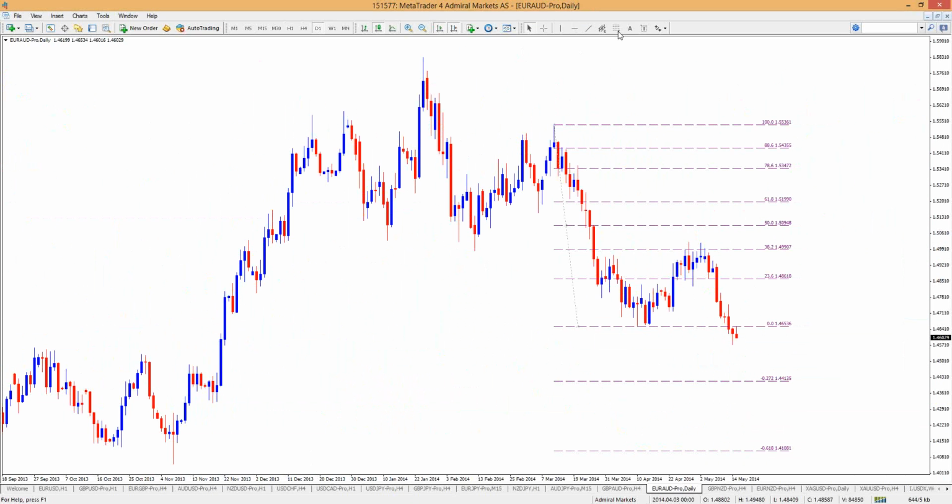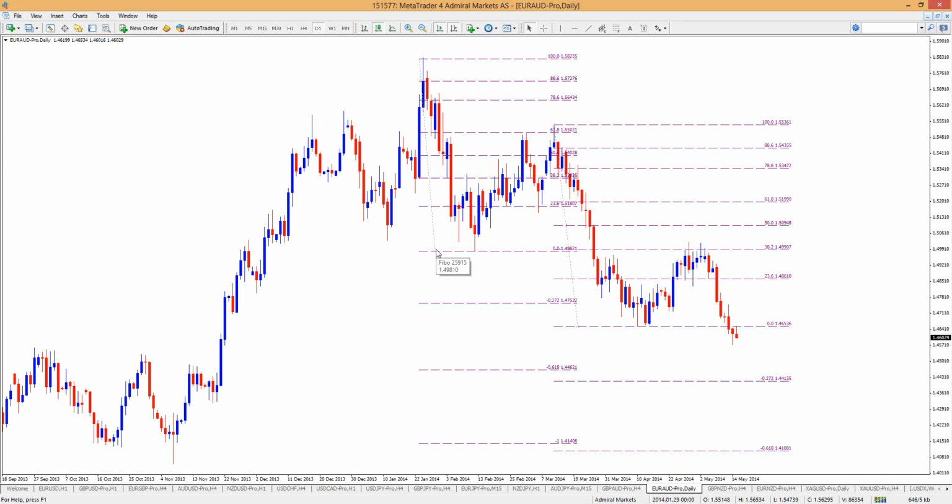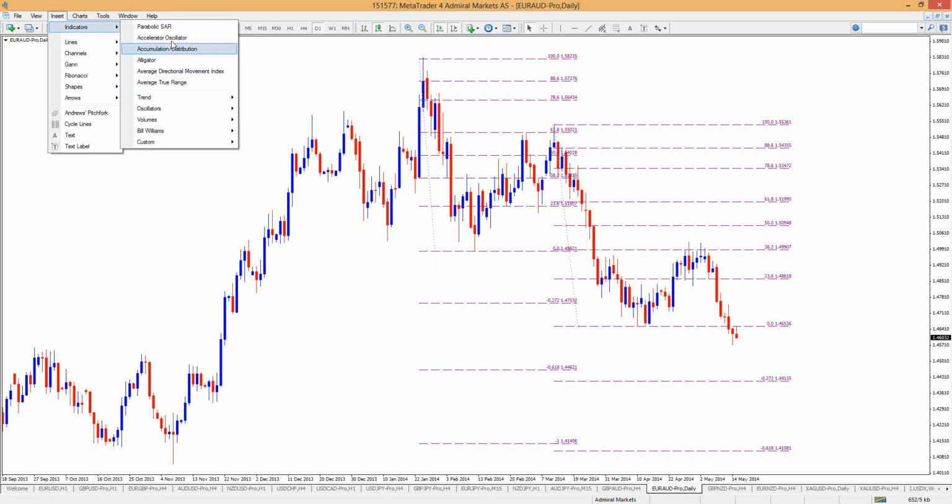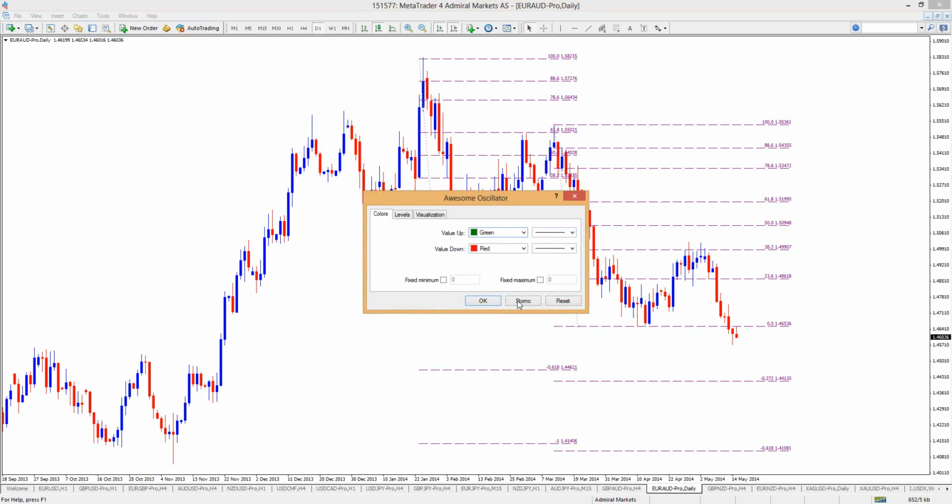Now, for those that have visited a fib webinar of mine earlier, know that there are different ways of fibbing. You can fib the swing high, swing low, the natural swing high, swing low, and you can judge whether it's a natural swing high, swing low by using the AO. So let's put that on. Indicators, Bill Williams, Awesome Oscillator.